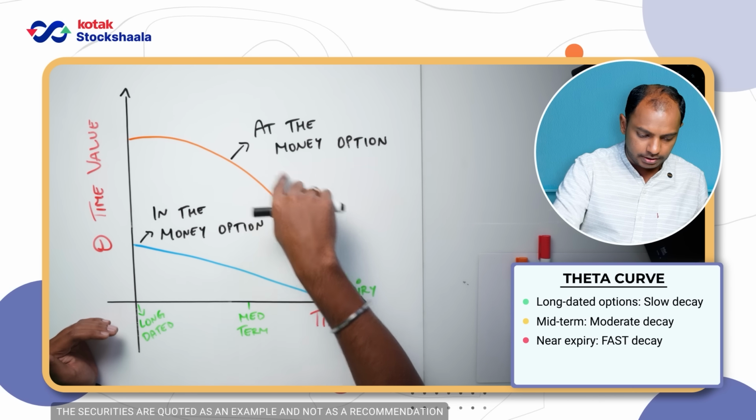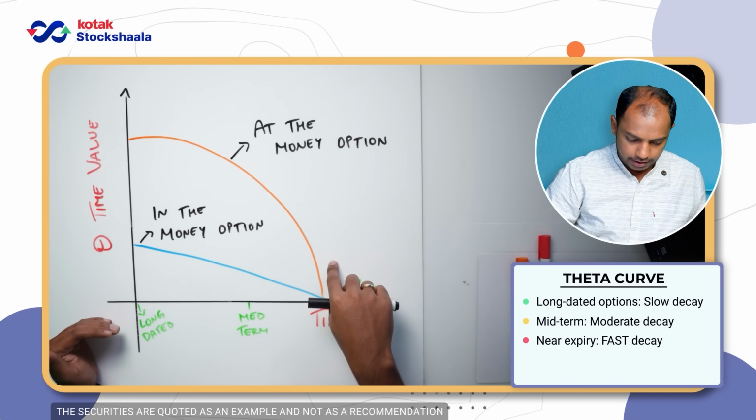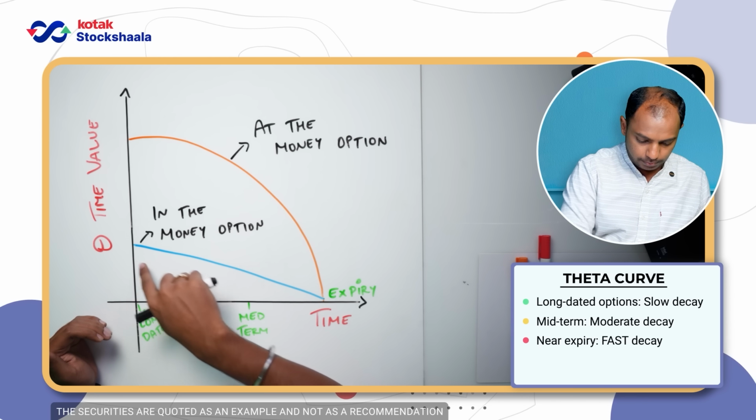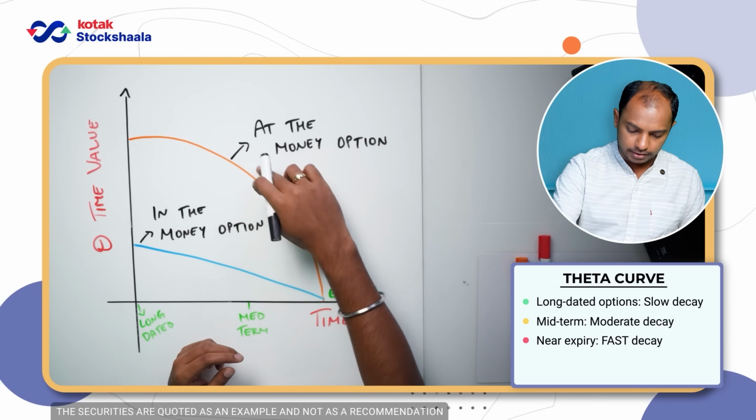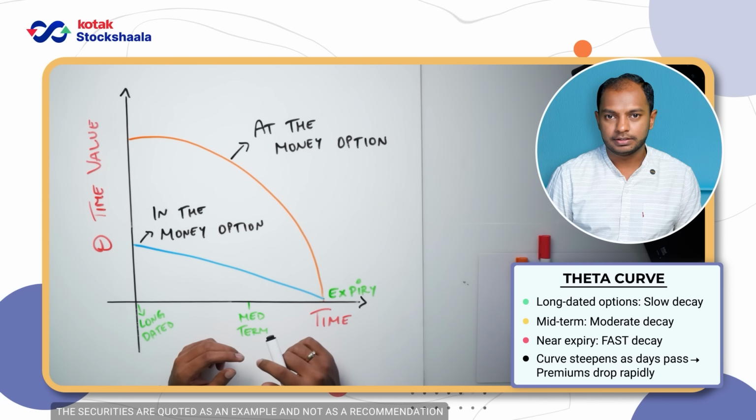For at the money options, the value falls steeply, whereas for in the money options, it is more of a linear curve. One thing you need to observe is that the curve steepens as the days pass, especially near expiry. Now let's discuss how theta acts differently for a buyer versus seller.